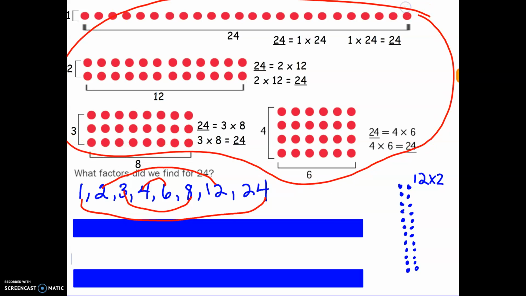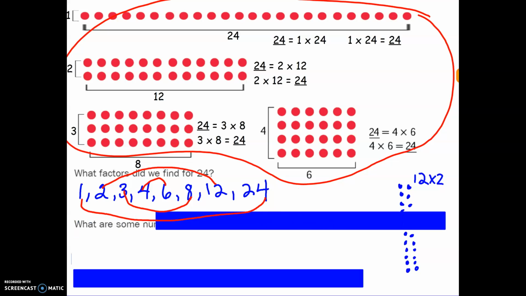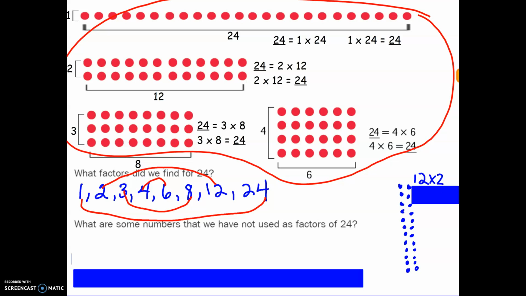We've already proved it. A couple other questions I want us to think about. Are there some numbers that we did not use as factors of 24? Well, yeah, I didn't use 5. I didn't use 7. I didn't use 9. I didn't use 10. And I didn't use 11.